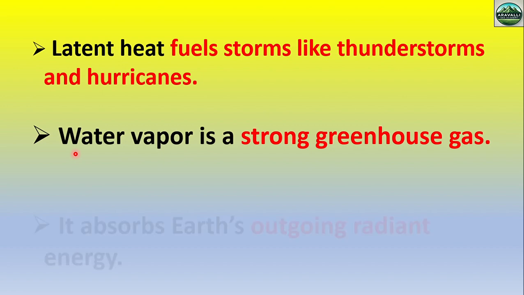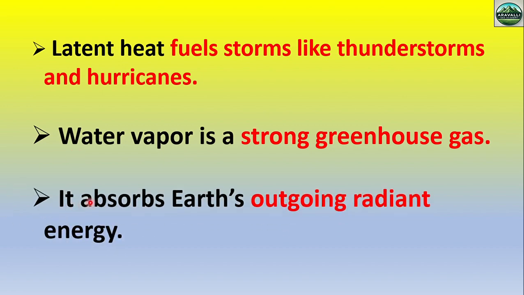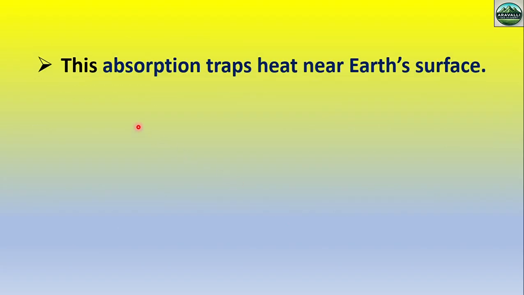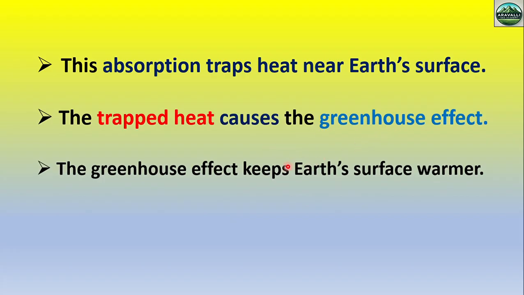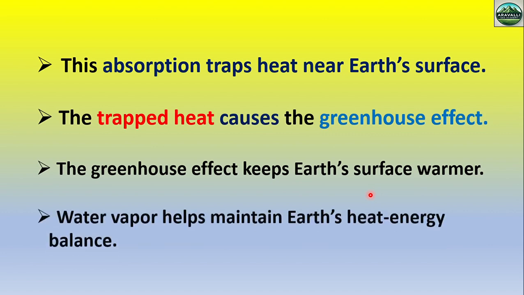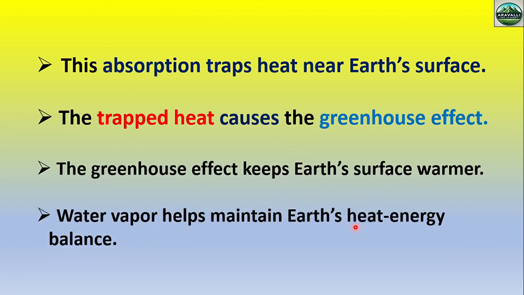Remember this point also: water vapor is a greenhouse gas. CO2 is also a greenhouse gas. Water vapor absorbs the outgoing radiant energy of the earth, as greenhouse gases do, and this absorbed energy traps heat near the earth's surface. Due to the trapping of this heat, temperature is continuously increasing, and this effect is known as the greenhouse effect. Water vapor also helps maintain the earth's heat energy balance. This balances the temperature.